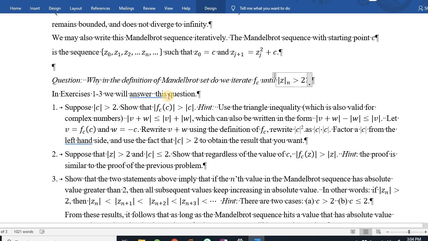And there are 3 things that are proven that together show that once the sequence becomes greater than 2 in absolute value, then it will continue to increase. So first of all, we consider the case where c itself is bigger than 2. And then you can show mathematically that the function applied to c will have absolute value greater than the absolute value of c. All right, so if the value of c is big enough, then the function applied to that value will be even bigger.